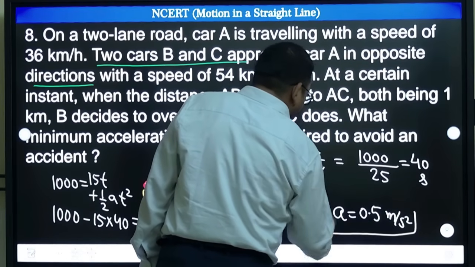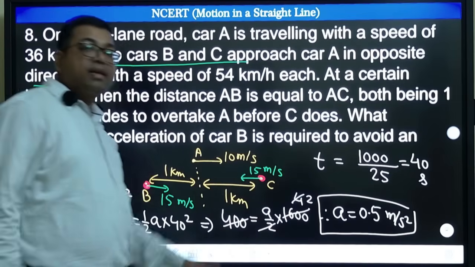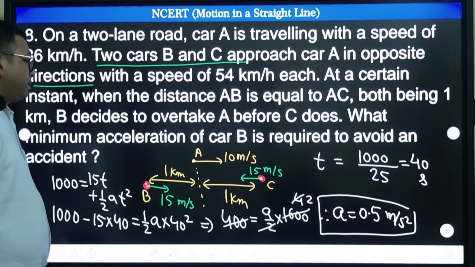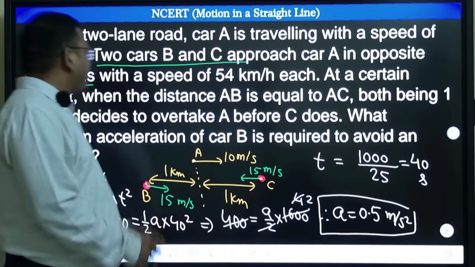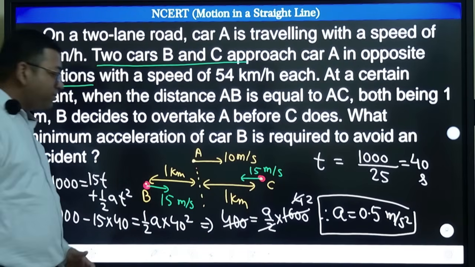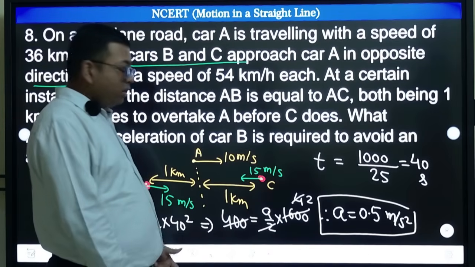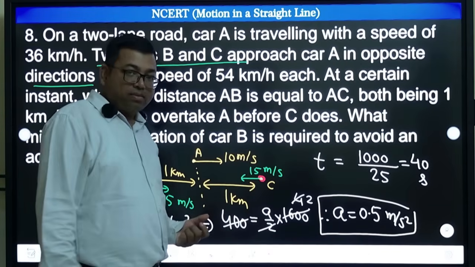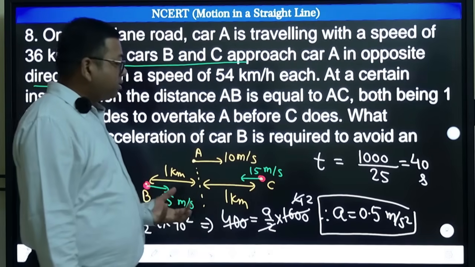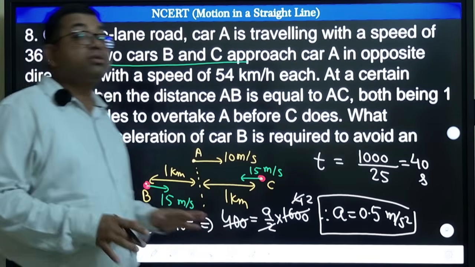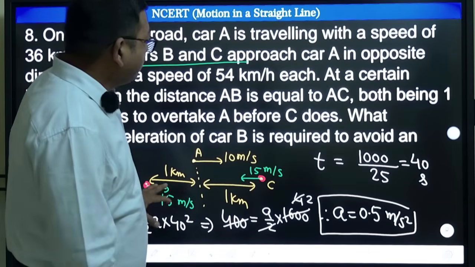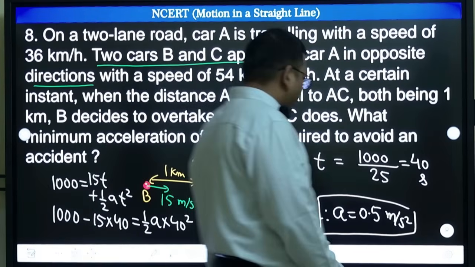Note that by making all such assumptions, we are deriving this. Okay. Right. So acceleration is equal to 0.5. This is the minimum acceleration. Note that minimum acceleration, because he can accelerate further, then he can reach even in less time. Okay. But this is the minimum acceleration because we have taken the same time to reach, just to avoid accident. Fine. So this way we can solve it. Let us move next.